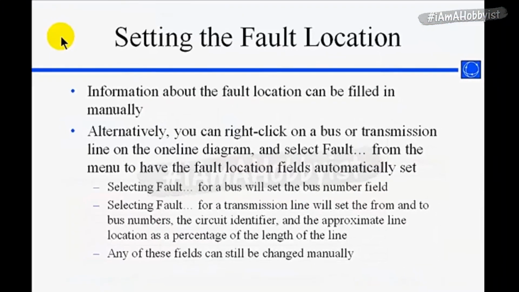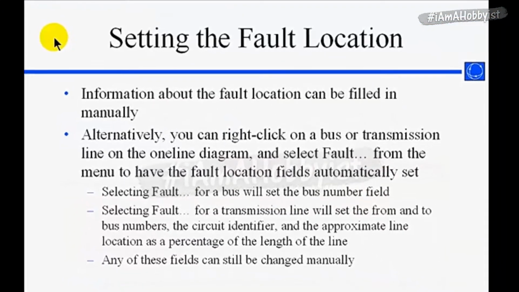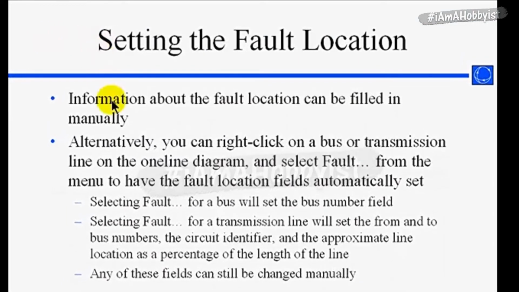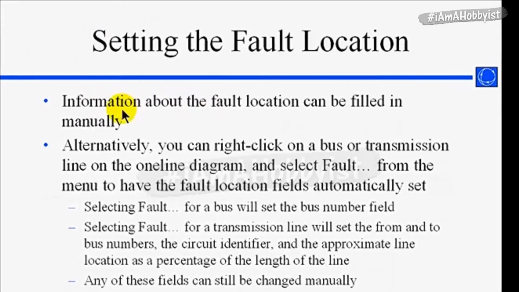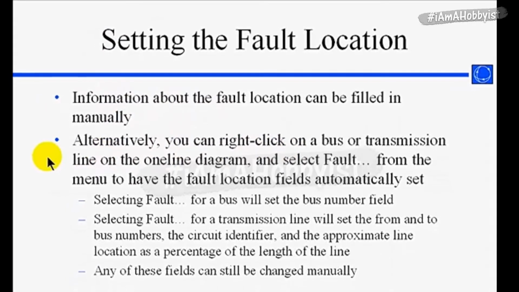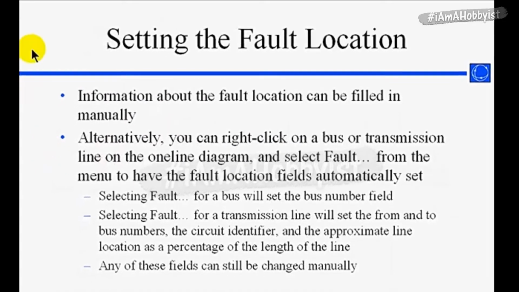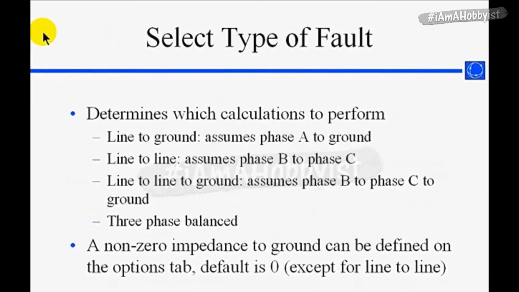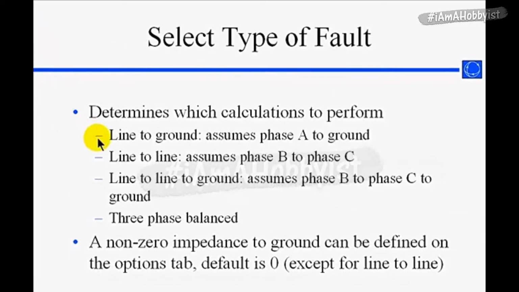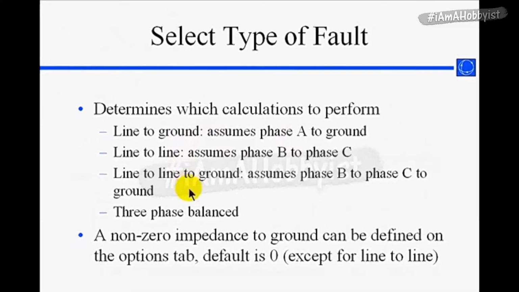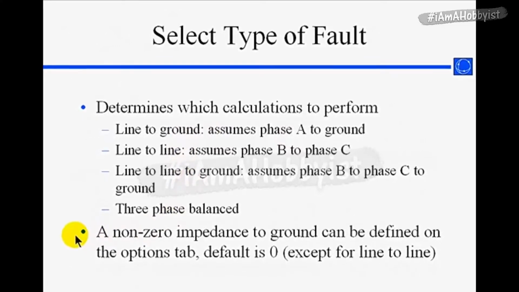The next few slides recap some of the features that we saw in the demonstration. So for example, setting the fault location can be done manually through the dialog or by right-clicking on a one-line diagram. This slide explains how you can select the type of fault and what is assumed for the phases for the different types of faults, and then the impedance that you can set on the Options tab.